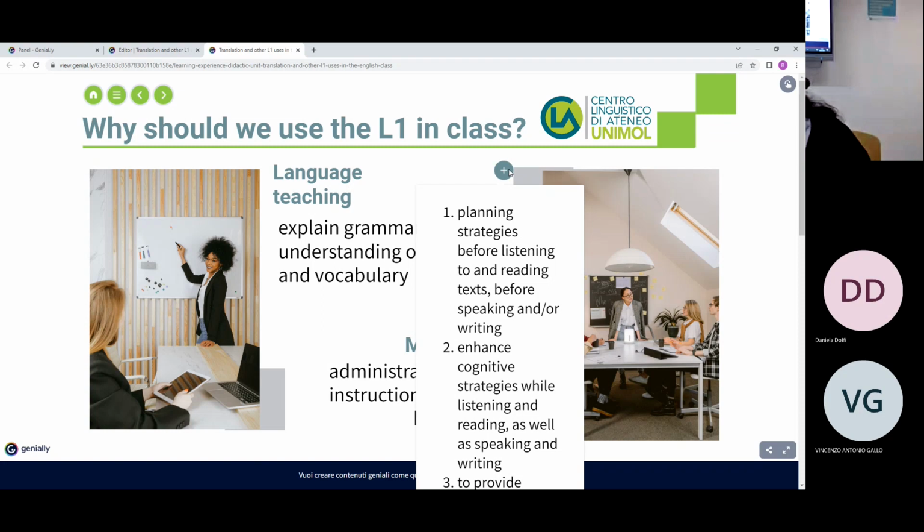Of course you don't want to translate every single word. You want to translate key vocabulary that you want them to use, or you feel they need to use.